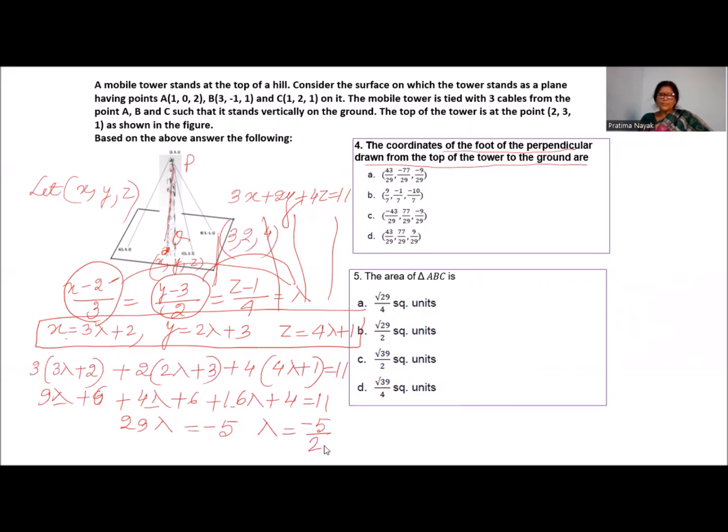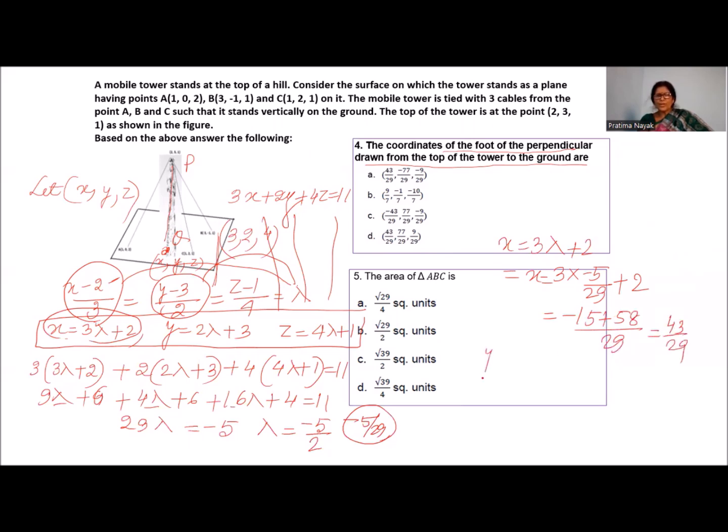After getting this, lambda equals minus 5 by 29, I'll go for x, y, z. X is how much? X is equal to 3 lambda plus 2. So I'll put x is equal to 3 into minus 5 by 29 plus 2. I'll get minus 15 plus 58 by 29. So it will be 43 upon 29.